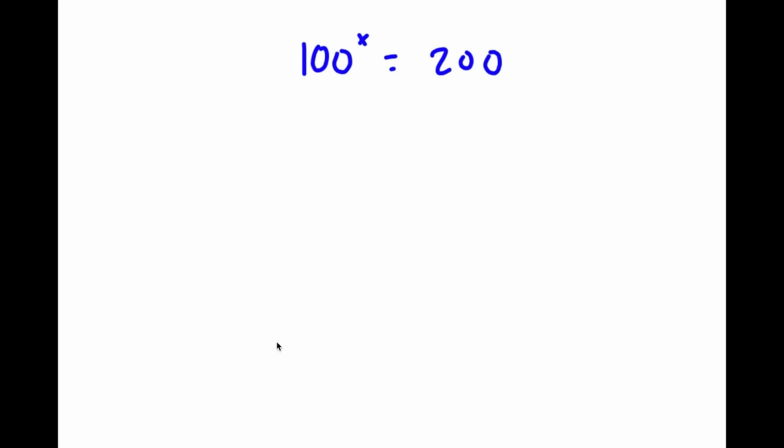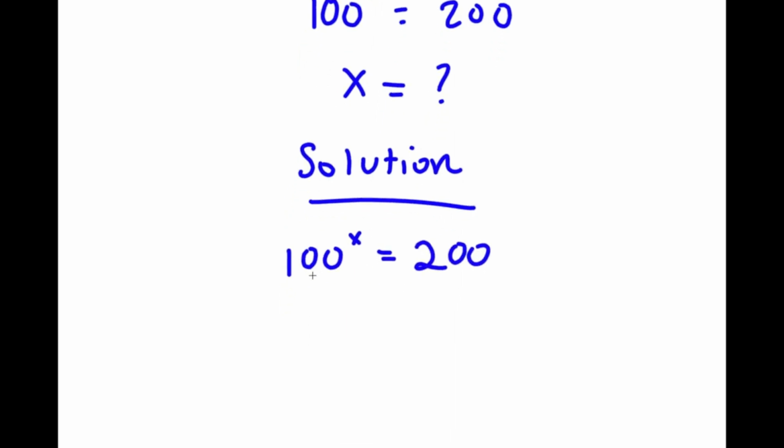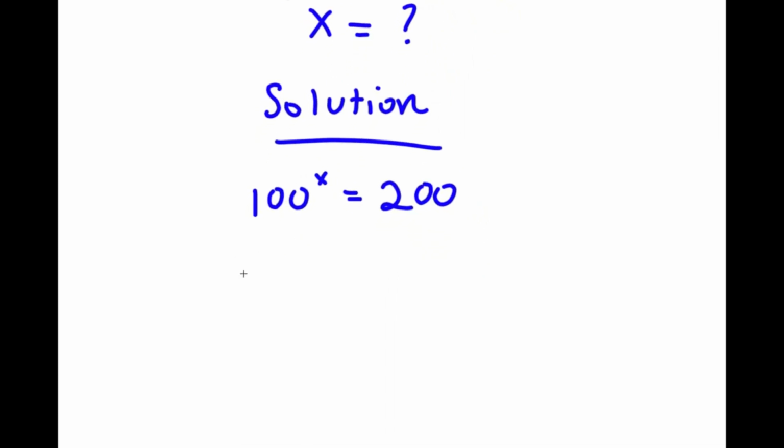Alright, so in this problem, I have 100 to the power of x is equal to 200. So I'm going to find the value of x here. So for my solution, first start with 100 to the power of x is equal to 200. Now I'm going to take the log on both sides.